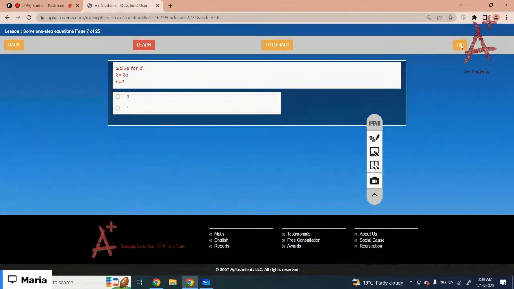Okay, the next one is 3 equals 3d. So you have to do the question in your notebook. Let me know the answer. Which is the correct option? Write down the answer in the chat box. Please do the question in your notebook and let me know the answer.